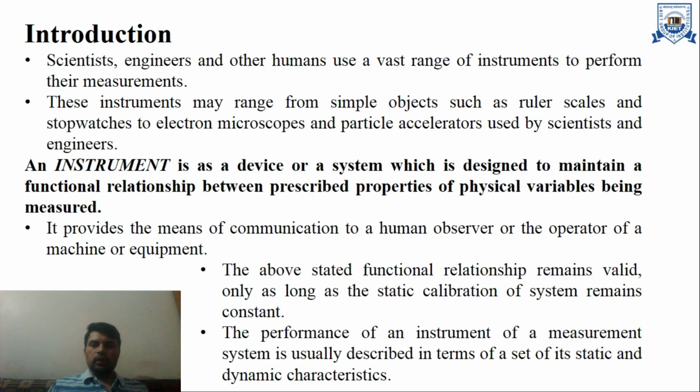constant. The performance of an instrument or a measurement system is usually described in terms of a set of static and dynamic characteristics. These characteristics include accuracy, resolution, precision, errors, different types of errors, linearity, etc.